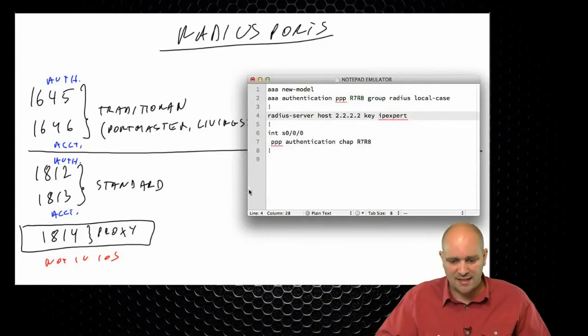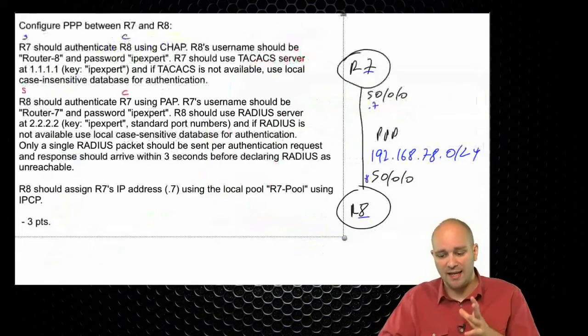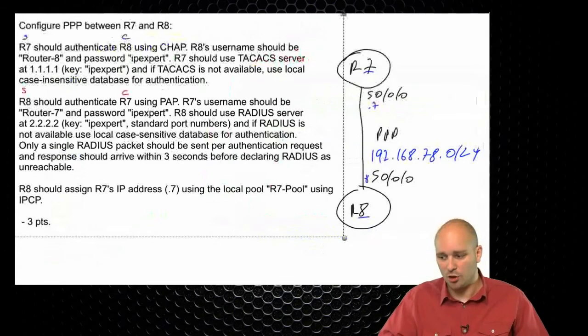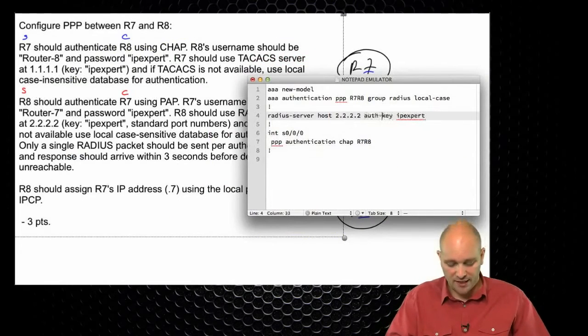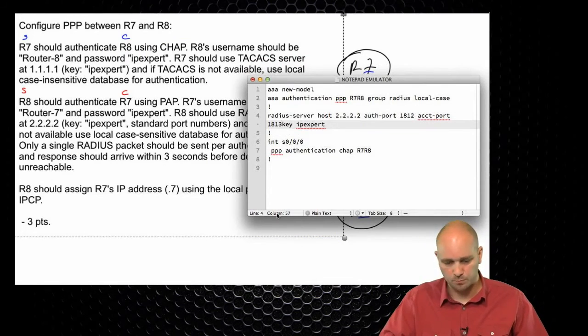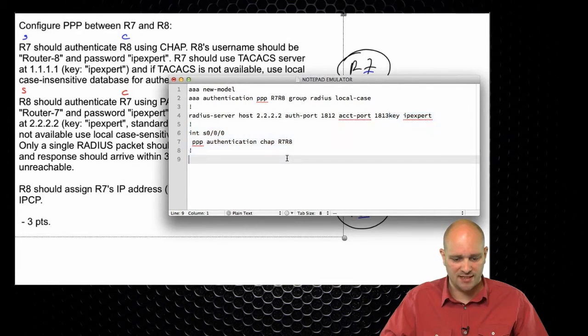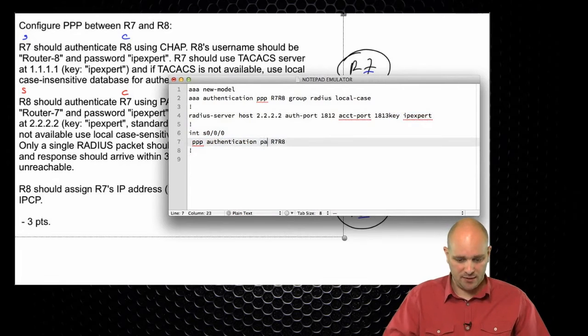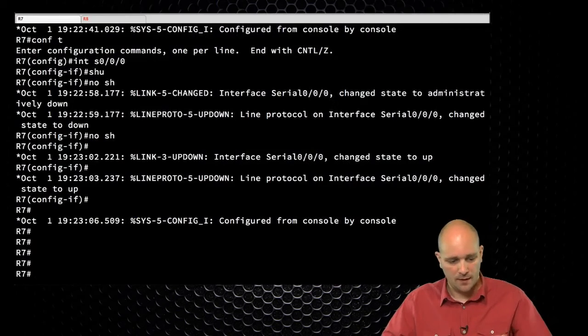So our task here calls for using the standard port number. So we need to make sure that our Radius server is using 1812 and 1813. So to address this here, before I enter the key, I'm going to say authentication port 1812 and accounting port 1813. Now, I'm not going to put any timeouts or anything of the sort just yet in there. And here I'm going to say authentication PAP. So for now, I just want this to work.